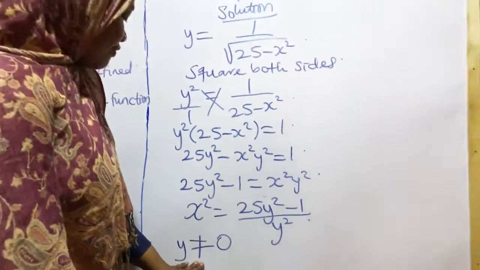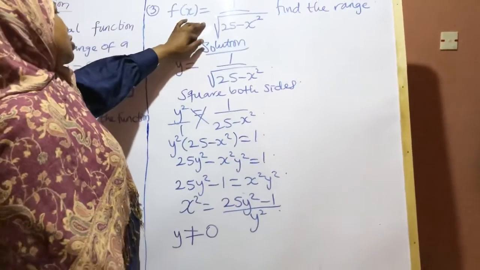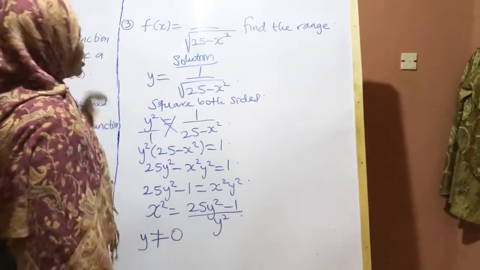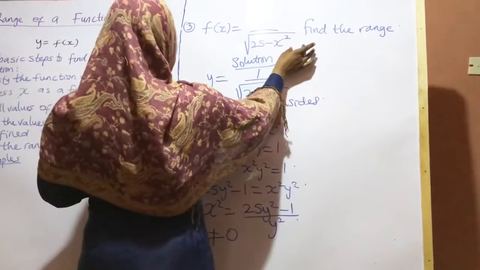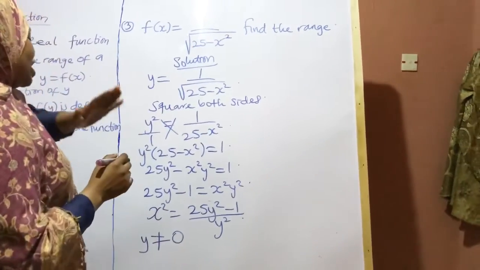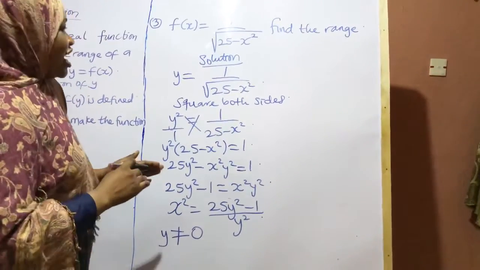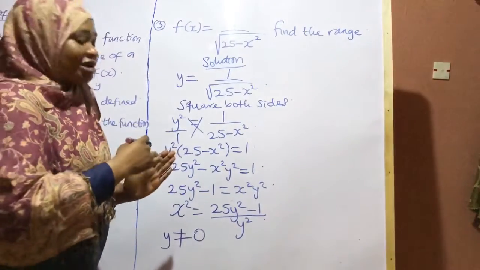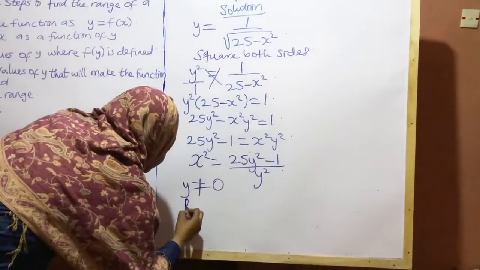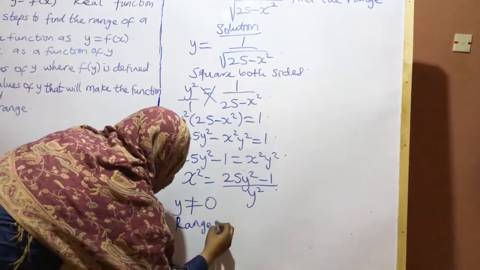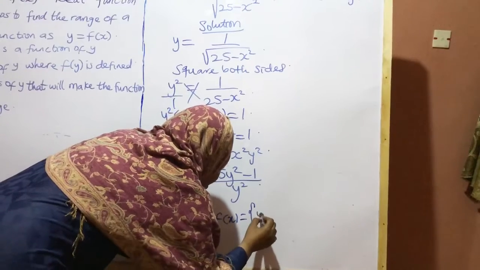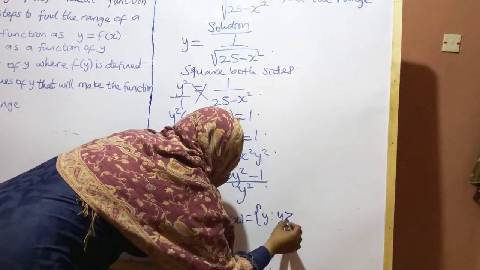After I've gotten it to this level, I have to go back to the function and look at it very well and understand it. Looking at this function, it means that I cannot have a negative answer. So my y cannot be equal to 0 and it cannot be negative. So that means I can only have those numbers that are greater than 0. So my range of this function will be y such that y is greater than 0.